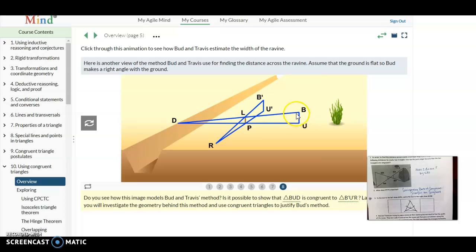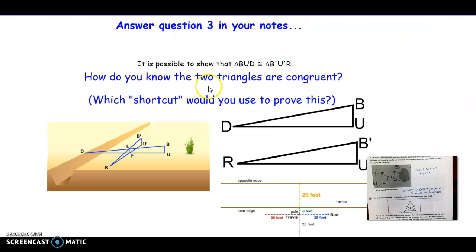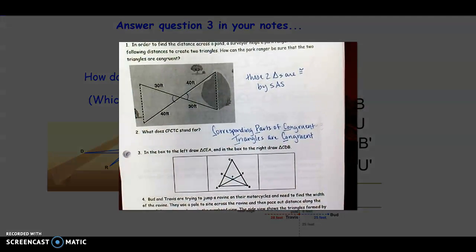Okay, so how would we know that these two triangles are actually congruent to each other? Triangle BUD, the original one, and triangle B prime U prime R, which is the second one. So that's what we're going to be looking at here in question 3 on your notes. So let's look at question 3 actually on the notes.